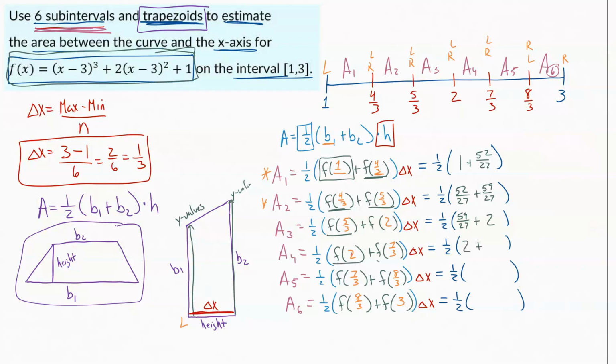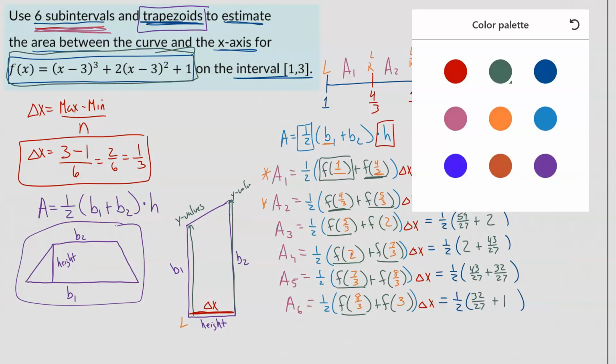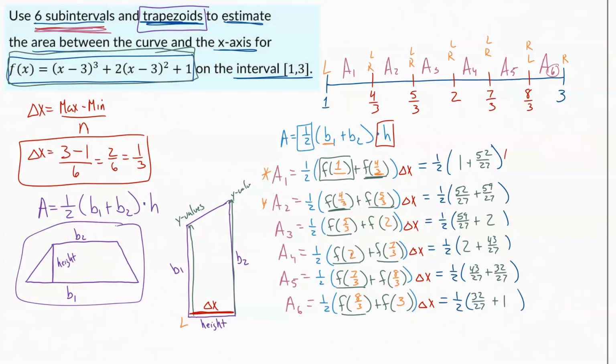Then we got to plug in 7/3. Plugging in 7/3 is going to get us 43/27. And then that gets us half of the next one. And then plugging in 8/3 into that equation gets us 32/27. And that's going to get us half of the next one, so 32/27. And then plugging in 3 gets us 1. Don't forget that all of these are being multiplied by that delta x. So times 1/3 on each one.